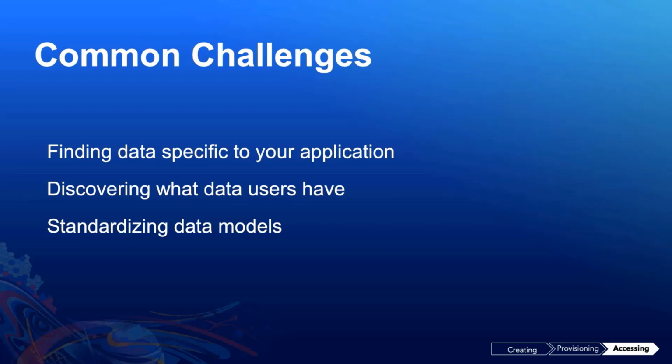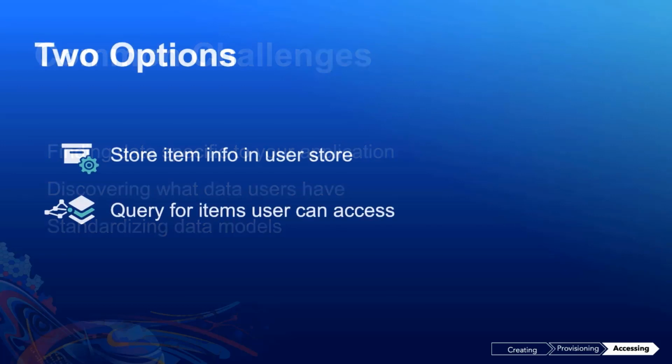Another context here would be that you've created these data services for your users, but that lives among other data, and you still want to be able to find the specific data that's relevant to your application. You may also want to discover some of the data that your users have, because that might add value to your application or the workflows that application is delivering. And then the third challenge is standardizing the data models. If you're working with a data set that you didn't create, it may not have the data model that you expect.